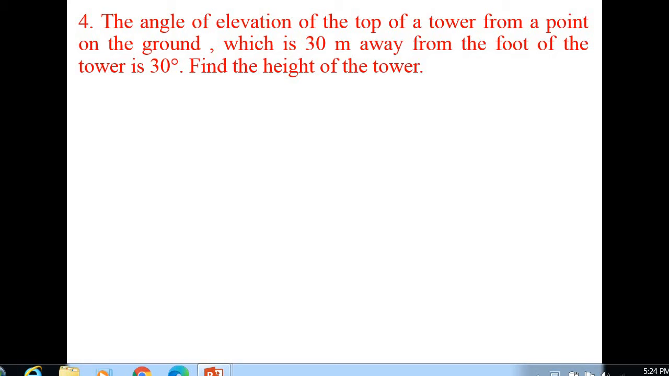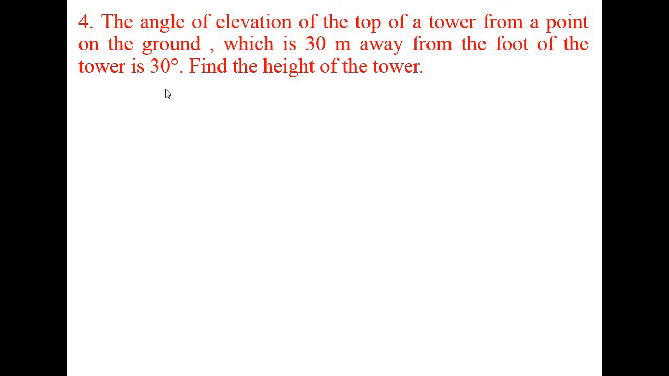Next question, number 4. The angle of elevation of the top of a tower from a point on the ground, which is 30 meters away from the foot of the tower, is 30 degrees. Find the height of the tower.